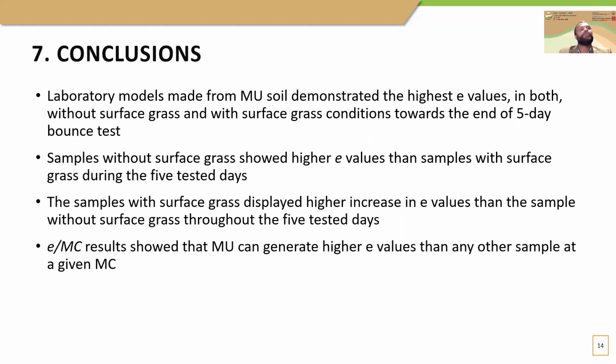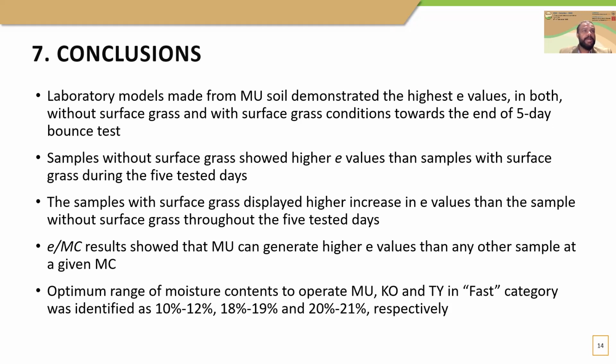E over MC results showed that Morunkan can generate higher E values than other samples at a given moisture content. The optimum range of moisture contents to operate Morunkan, Kotowera, and Tyrone in the fast category was identified as 10% to 12%, 18% to 19%, and 20% to 21% respectively.